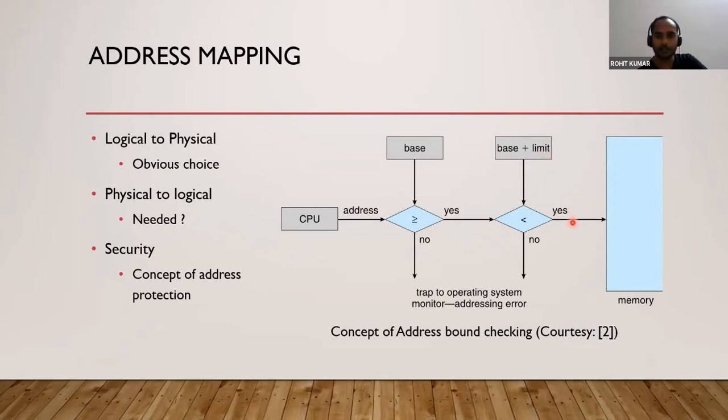Okay, then only you can get to the actual physical location. If you are either before the base limit or trying to go beyond the base plus limit, then in both conditions you are supposed to send an interrupt signal. This trap is an interrupt signal. You are supposed to send a trap signal to the operating system that there is an addressing error.